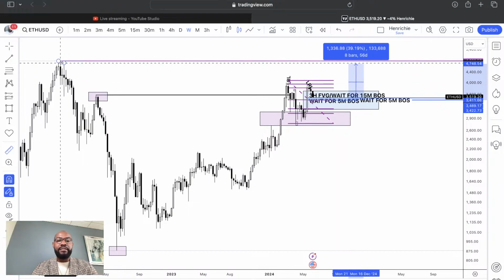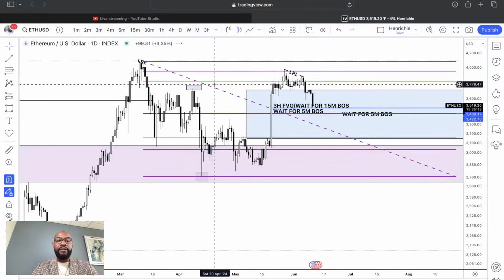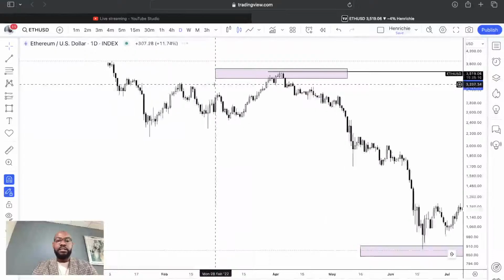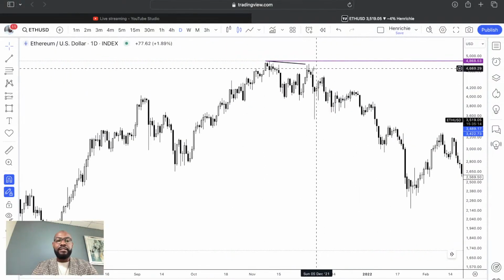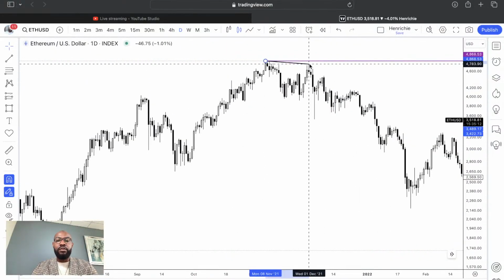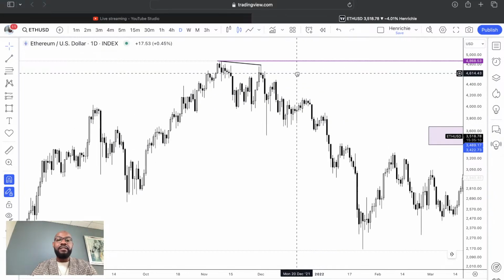And what do you see resting right here? Low resistance liquidity. Let me show that to you very clearly so you can see that as well. So right there, you can see what is resting right here, a low resistance liquidity. 38% move to the upside.